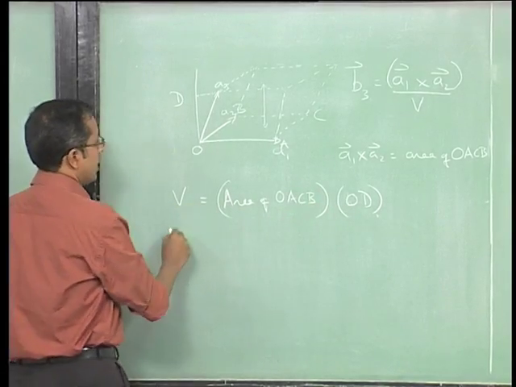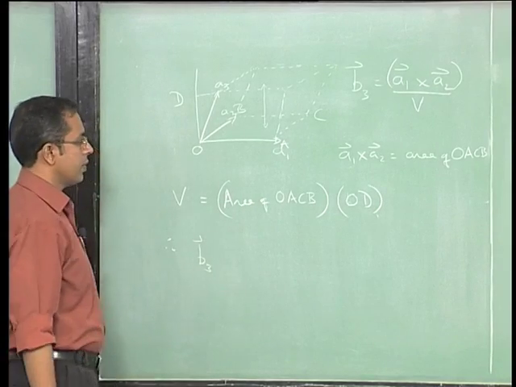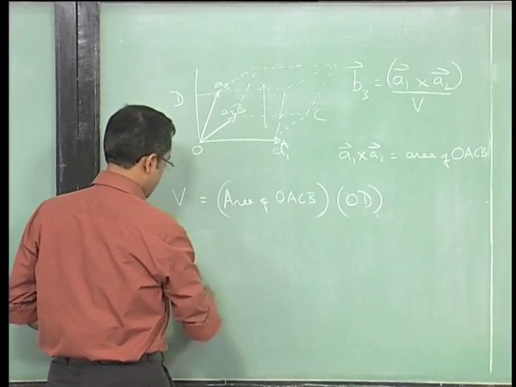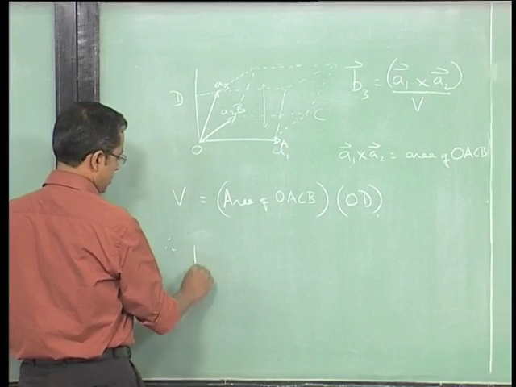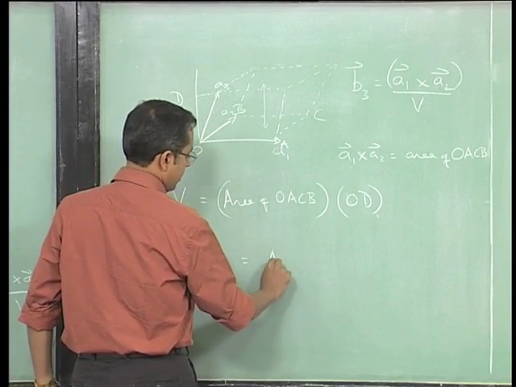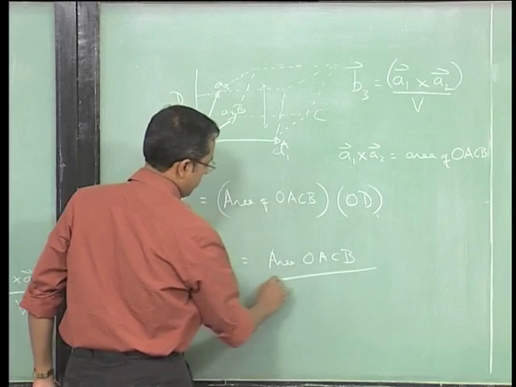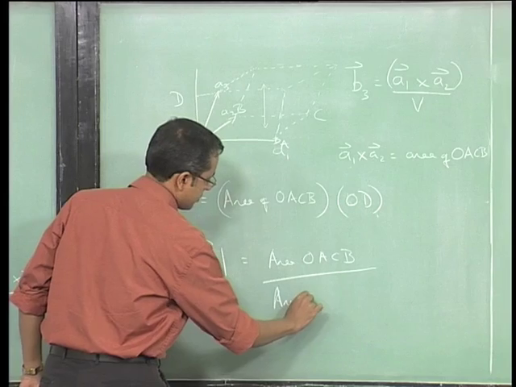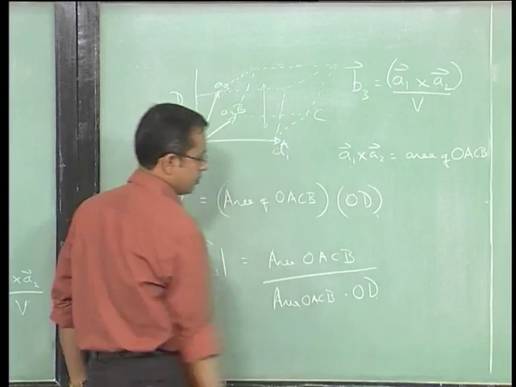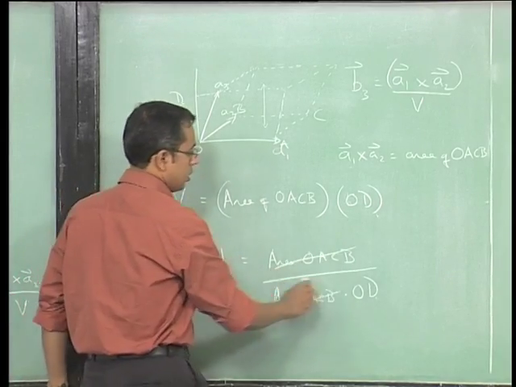Therefore if you look at it that way, the modulus of B3 is area OACB by area OACB into OD. That is what the modulus of B3 is. So these two will cancel out, so it is simply 1 by OD.